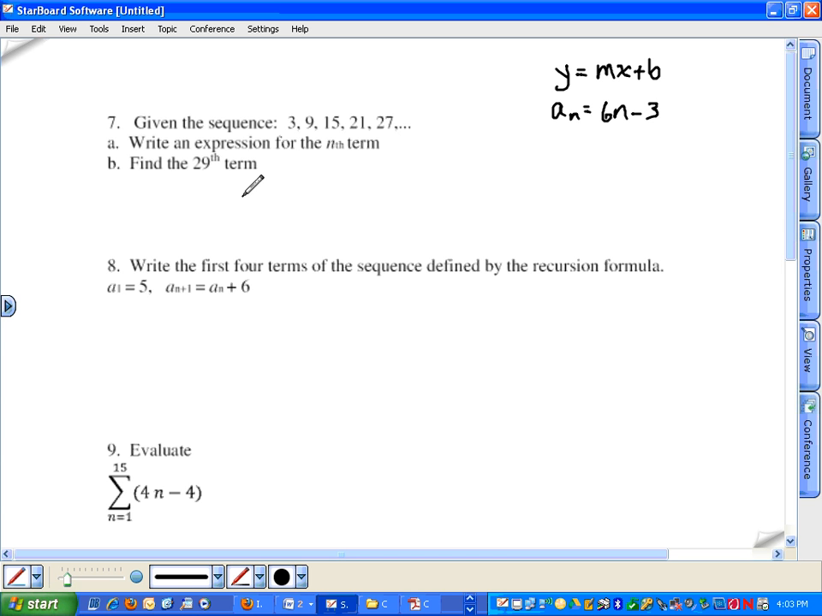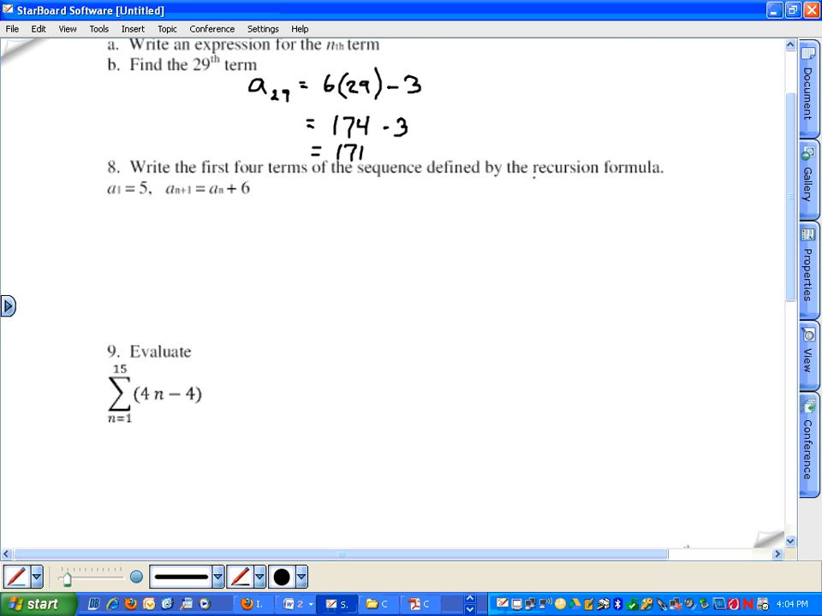And it's helpful for part B, because now we can find the 29th term without having to write all the terms of the sequence out to the 29th term. A sub 29 is 6 times 29 minus 3. 6 times 29 is 174, minus 3. That's 171.